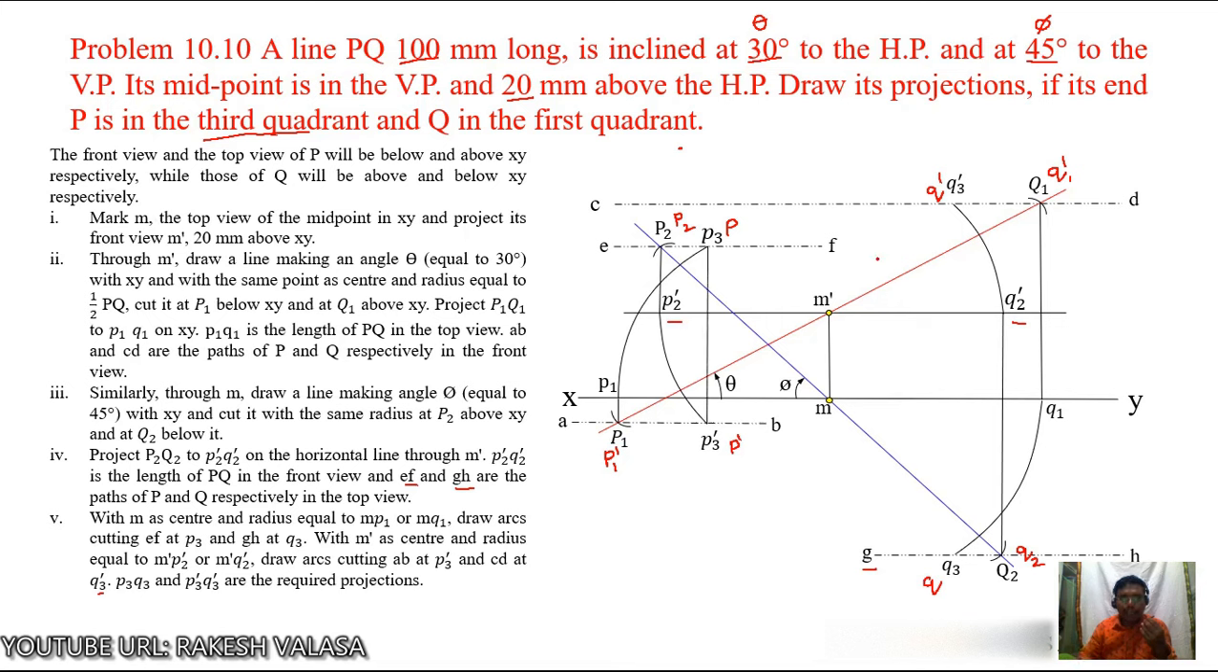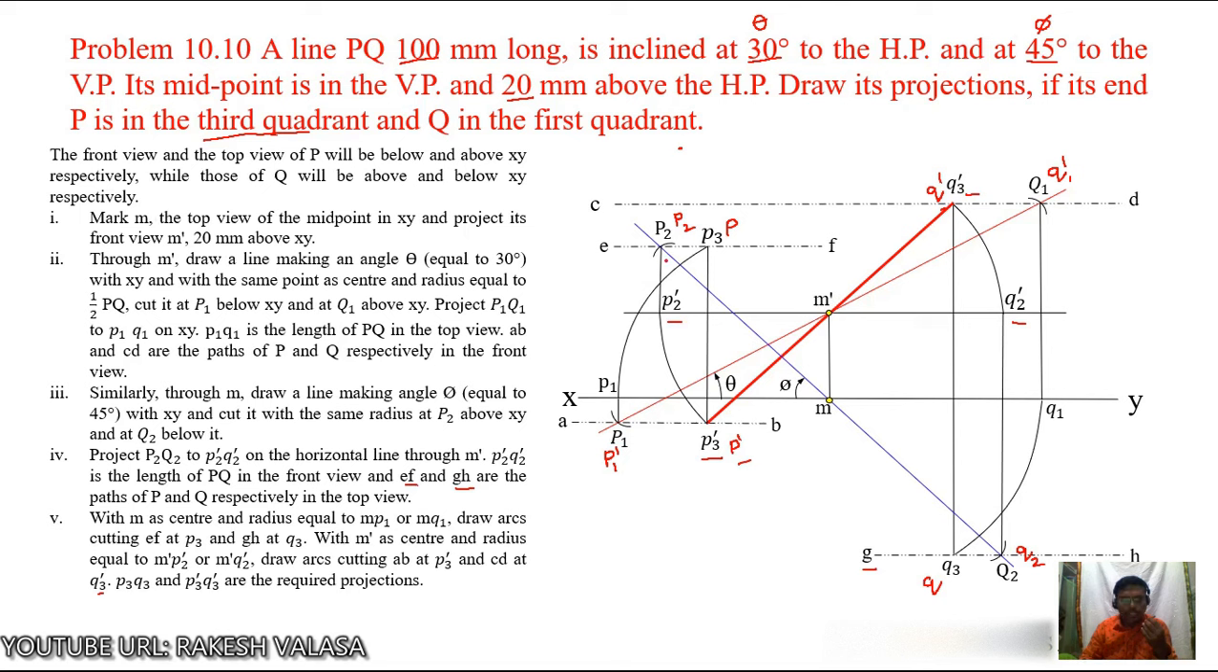Before joining P3 dash Q3 dash, you can draw the projectors P3 to P3 dash, similarly Q3 to Q3 dash. Now join P3 dash Q3 dash, also called P dash Q dash. Now join these two. This is your final front view, P dash Q dash.